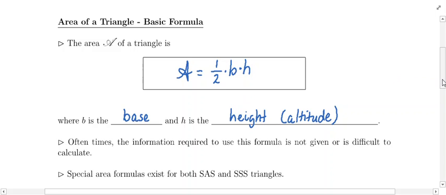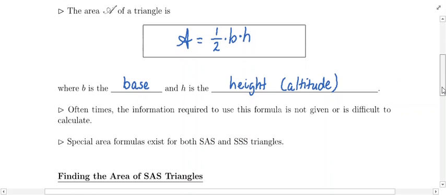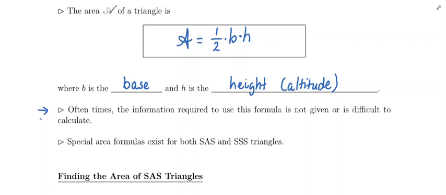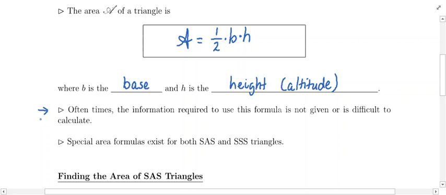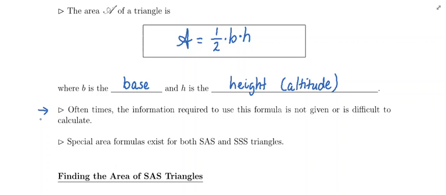All right, so we know this basic formula for area, but if you read here in the second bullet point, it says that oftentimes the information required to use this formula is not given or it's difficult to calculate. So usually when we use this formula, 1/2 times the base times the height, we can get the base of the triangle really easily. It's the height that gives us a problem. It might be extremely difficult to calculate the height of the triangle.